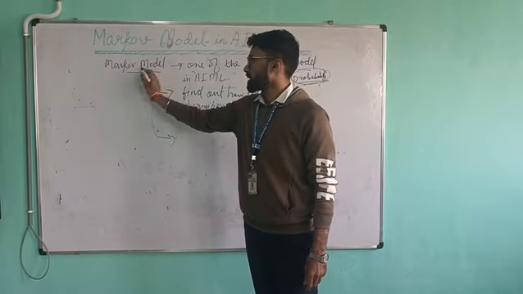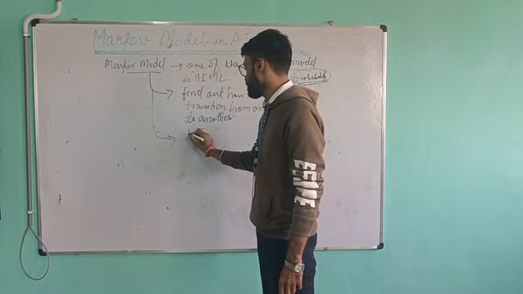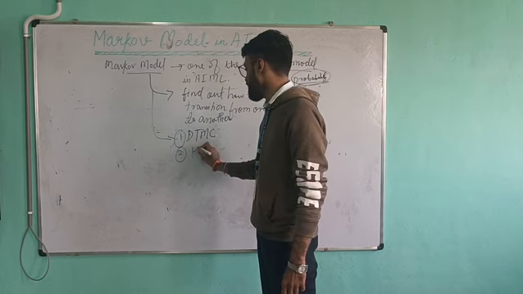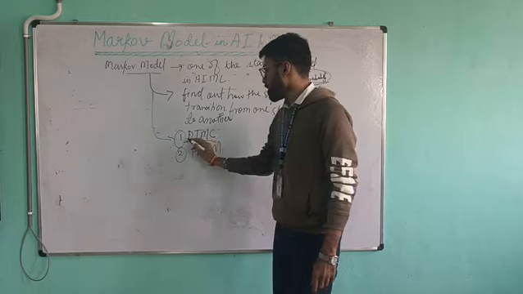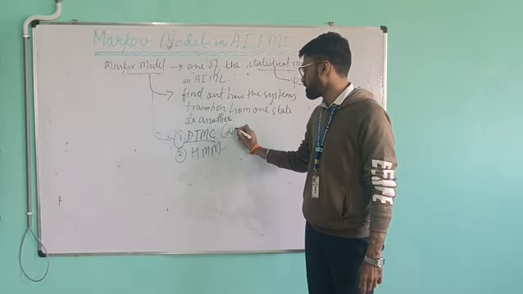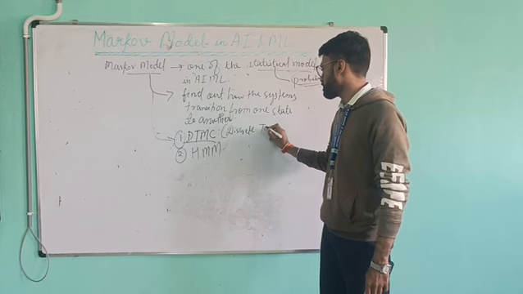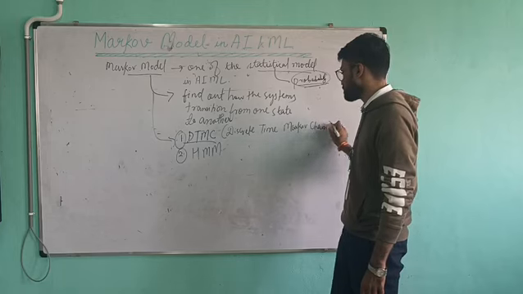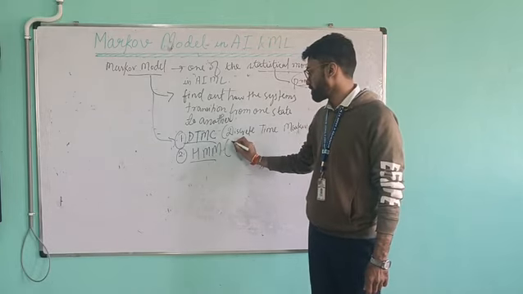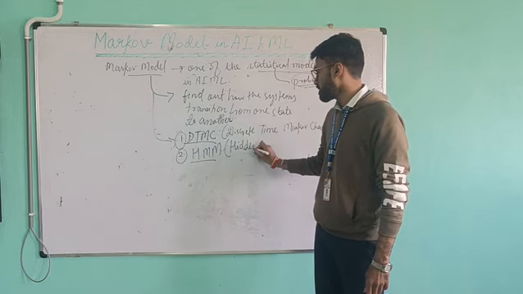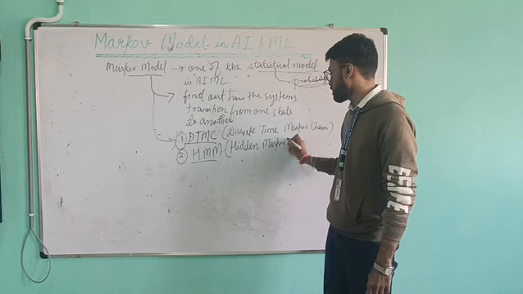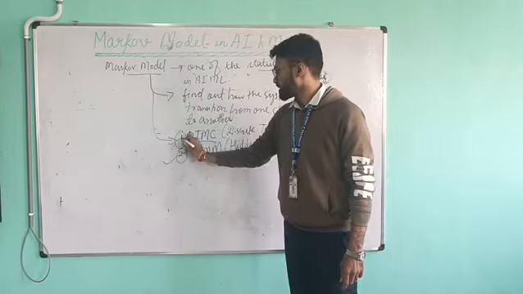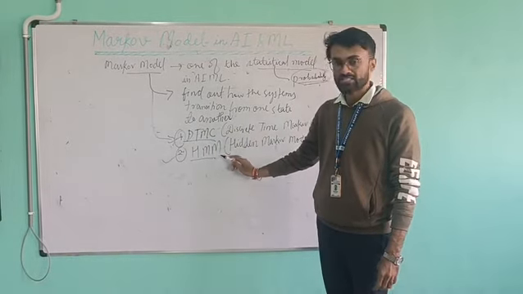And there are two types of Markov models. The first one is DTMC, and the second one is HMM. The full form of DTMC is discrete time Markov chain, and the second one, HMM, is hidden Markov model. So basically there are two types of Markov models, DTMC and HMM.